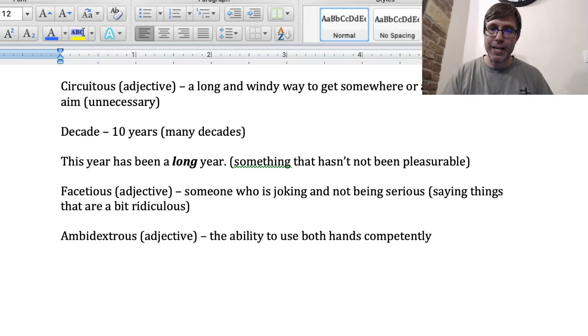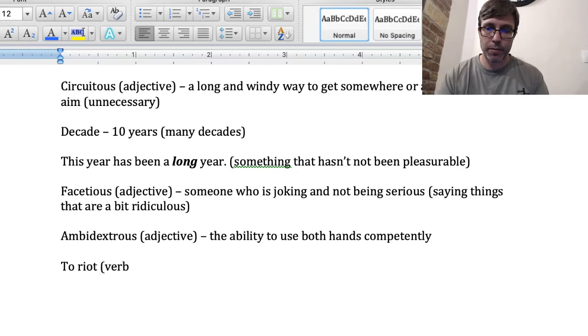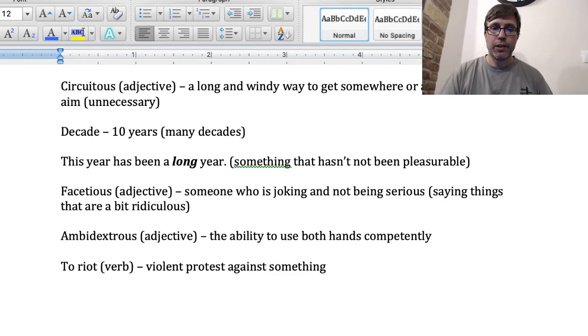What does rioting mean? So riot can be a verb, to riot, or a noun, a riot. I'm just going to use it as, we'll say, to riot, verb. I would say it is a violent protest against something, all right? So a riot is when the key word is violent, or they're creating problems.